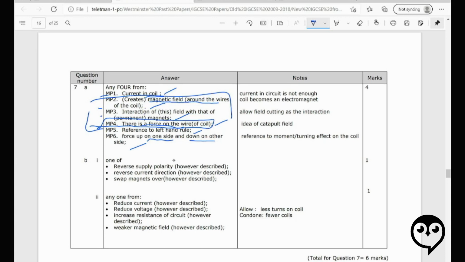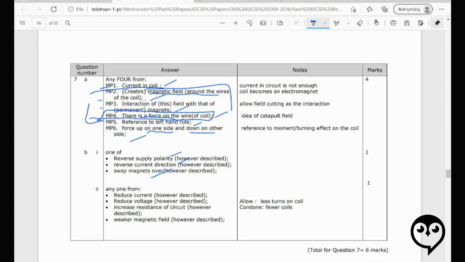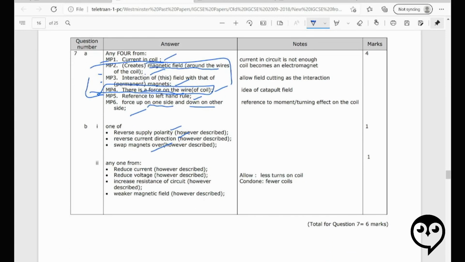Right, we talked about reversing the polarity, reverse the current direction, swap the magnets over, okay? And then here, to make it go slower, reduce the current. If you reduce the current, you throw in a resistor. You can do that. Reduce the current, reduce the voltage. We were down to one battery in the diagram.